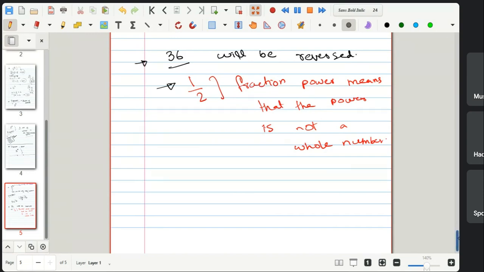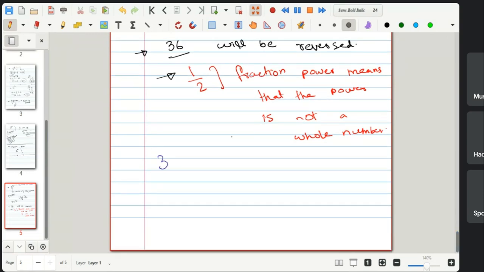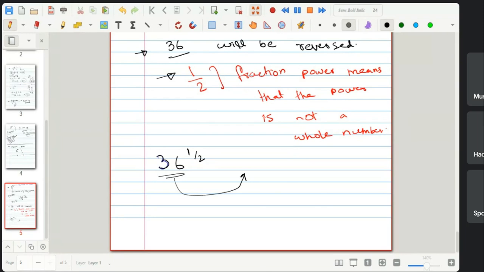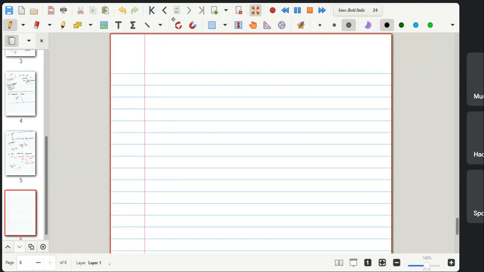So let's see how you will deal with a thing like this. Sorry, this is a black pen. 36 to the power 1 by 2, how will we do that? First of all, please listen. Open your ears and eyes, I am telling a very important thing. Just think about 36: from where does the 36 come?